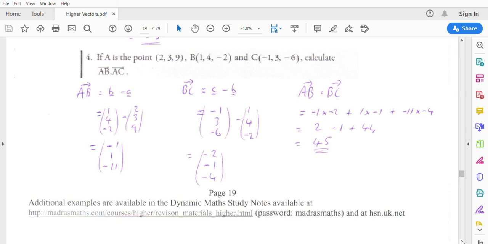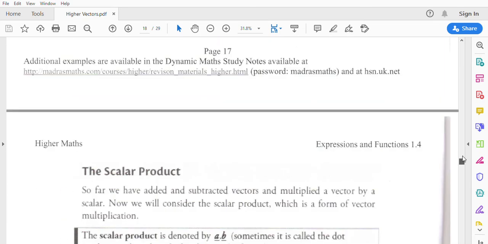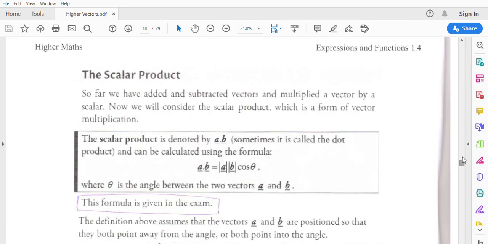Then ab dot bc, we are just multiplying the corresponding components of ab and bc together. So negative 1 multiplied by negative 2, plus 1 multiplied by negative 1, plus negative 11 multiplied by negative 4, which is 2 minus 1 plus 44, which is 45. And that is the scalar or dot product covered. So have a go at exercise 6b and get in touch if you require any assistance.